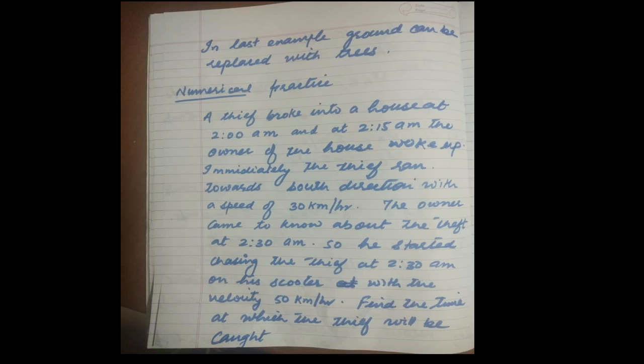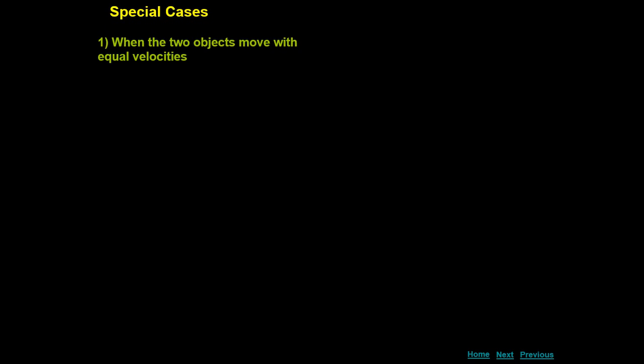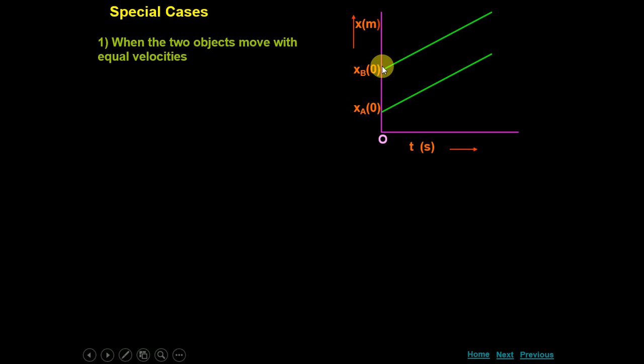Now let us consider some special cases. If the two objects move with the same velocity, equal velocity, let us represent them graphically. We know that velocities are represented by the slopes of the displacement time graph. So if both of the velocities are equal, both of the slopes would be the same, and you can see both of these lines in the displacement time graph would be parallel for both of the objects.